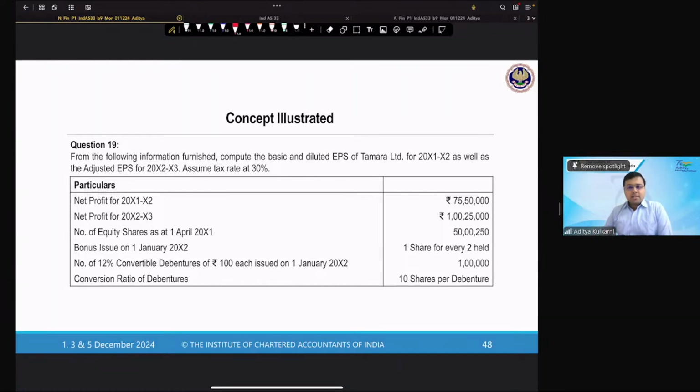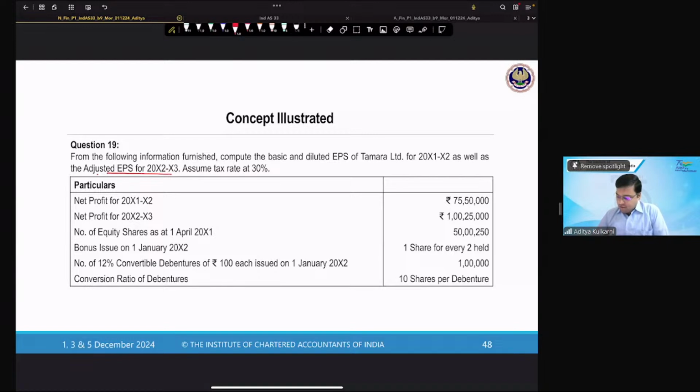So let's proceed to the next part, next question. All right. From the following information, compute the basic and diluted EPS of Tamara Limited for 20x1-x2, as well as the adjusted EPS for x2-x3. Assume a tax rate of 30%.